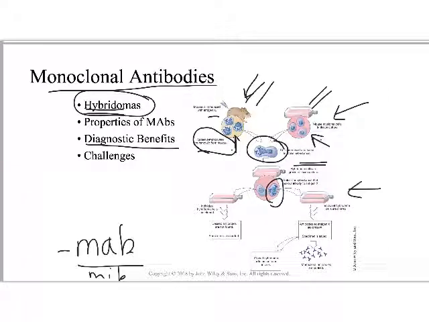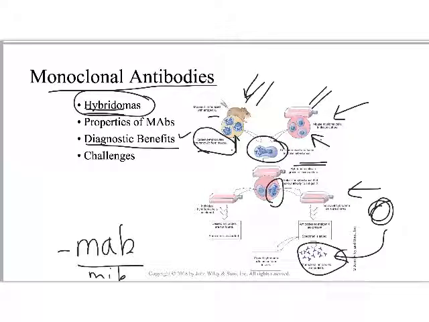So once they can do that, they can just purify one cell and grow them up, and have those cells make antibodies. And then the antibodies can be produced, purified, and used for whatever. They could be used for diagnostic benefits, so they could be used to try to identify a disease.